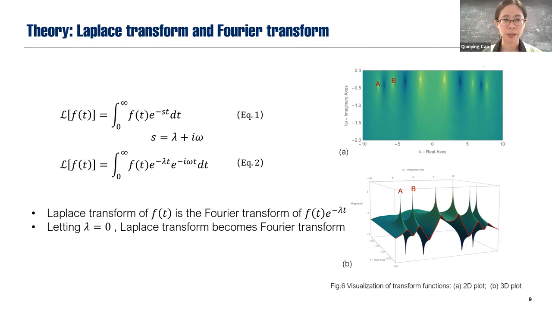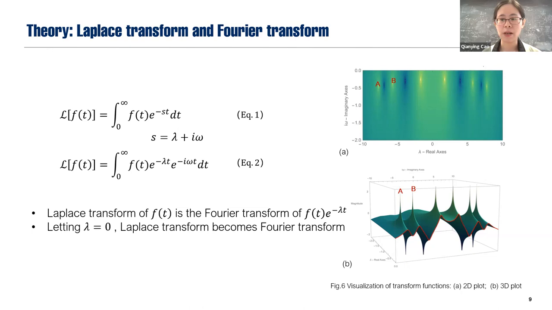For a function f(t), its Laplace transform is given by equation 1, where the variable s equals lambda plus i omega. So equation 1 can be rewritten as equation 2. As we can see from equation 2, the Laplace transform of f(t) is the Fourier transform of f(t) times e to the negative lambda t. If lambda is set to 0, the Laplace transform becomes the Fourier transform.